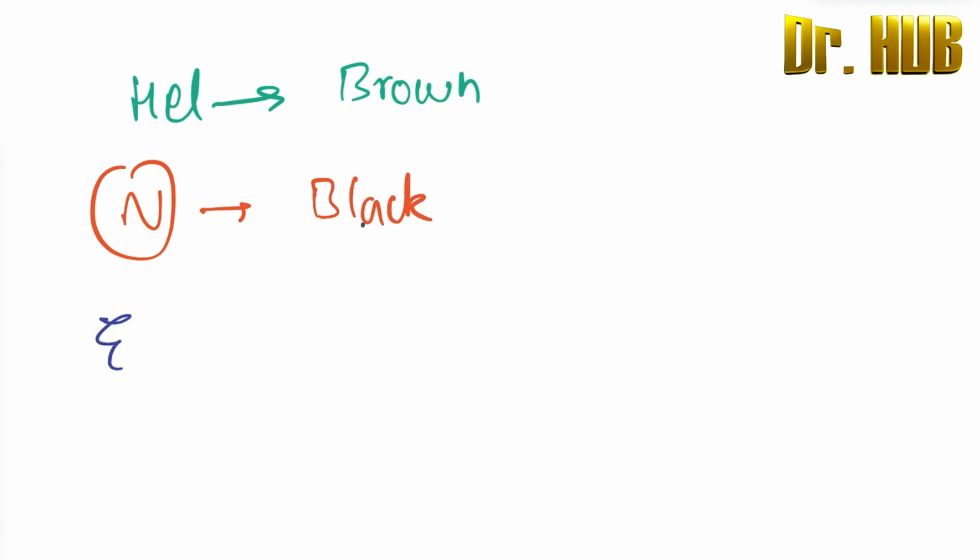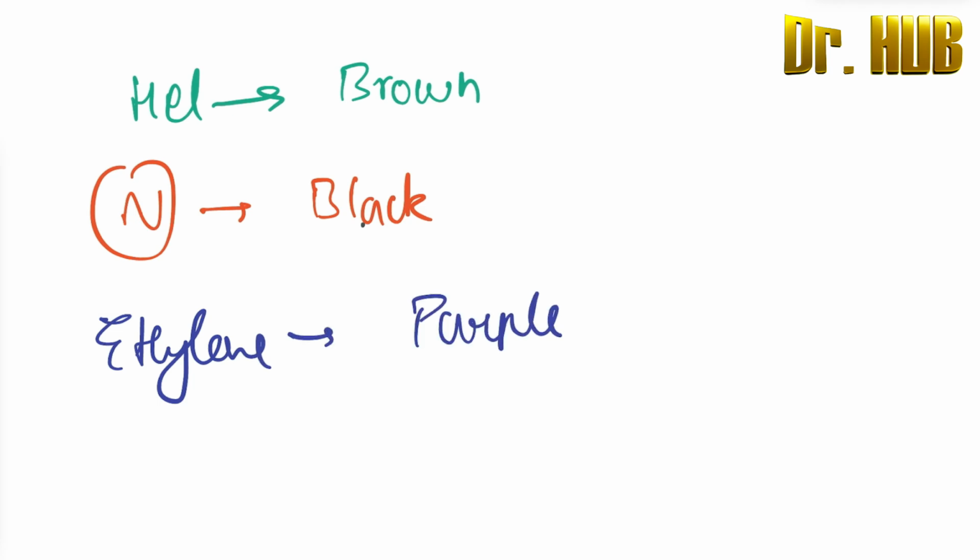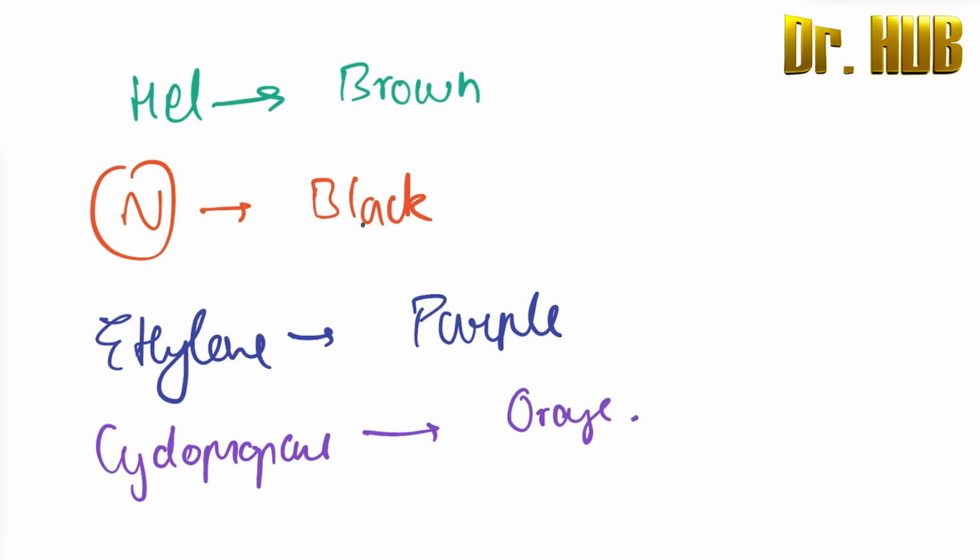Next is ethylene. In terms of ethylene, it is going to be purple. And then cyclopropane. So what is cyclopropane? Cyclopropane will be orange in color. So nitrous oxide is blue, helium is brown, nitrogen black, ethylene purple, and cyclopropane is going to be orange.